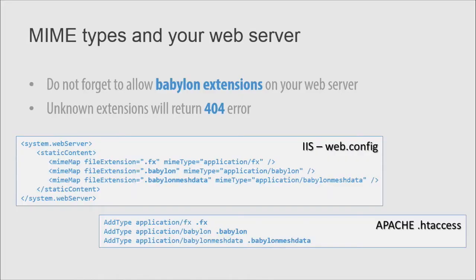Don't forget that everything is stored on a web server. That means that the web server only serves MIME types it knows. For instance, it knows that a .jpeg is a regular MIME type, but it doesn't know anything about .babylon, .babylonmeshdata, .fx, which are the three file formats that we are using with Babylon. So if you are using IIS, here is what you have to put in your web.config. For instance, if you are using Apache .htaccess, here are the directives you have to add for the specific files. This will let the server know that this kind of file is okay to be served to the client.